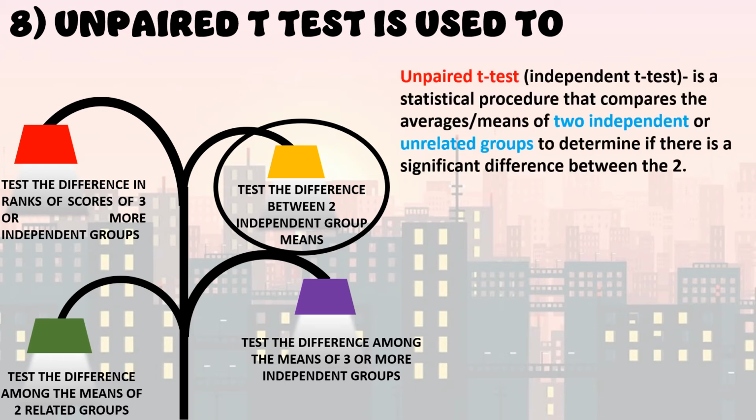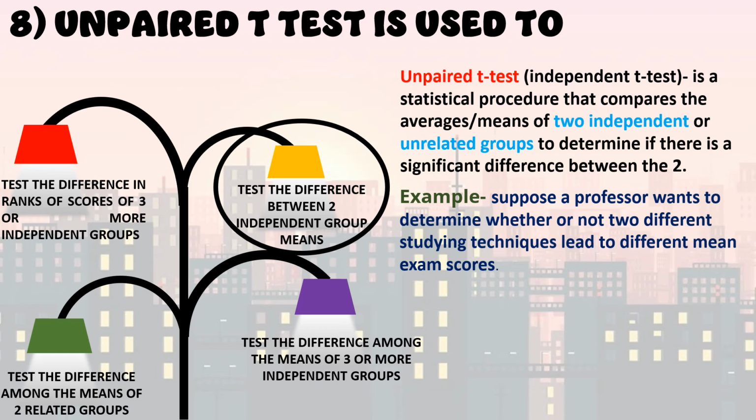So unpaired t-test is also known as the independent t-test, and it is a statistical procedure which compares the average or means of two independent or unrelated groups. So the point here is to remember that it compares the means of two independent or two unrelated groups to determine if there is a significant difference between the two.